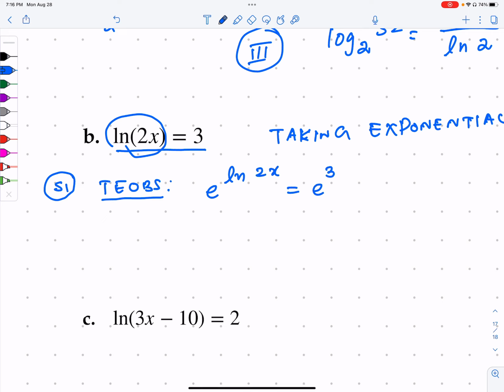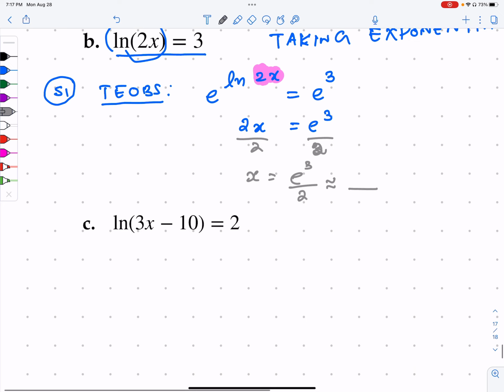Now, as I told you before, exponential functions and logarithmic functions are inverses of one another. So this would give you the output 2x on this side. The only thing that survives would be 2x, which is equal to e cubed. Now you divide by 2 on both sides, and that will give you the answer x is equal to e cubed over 2. I'll let you use the calculator to figure out this numerical value, whatever that would be.